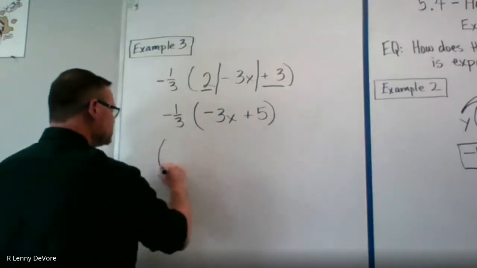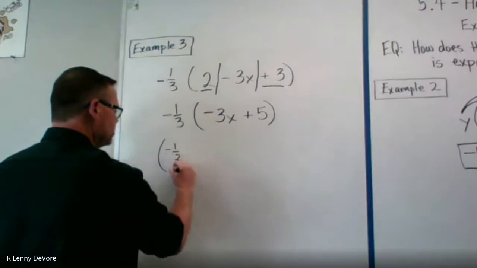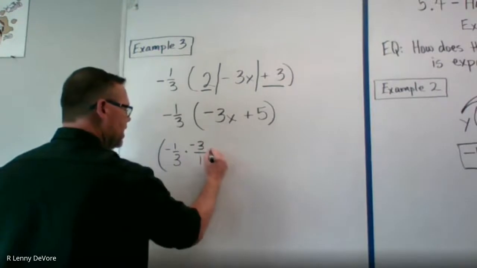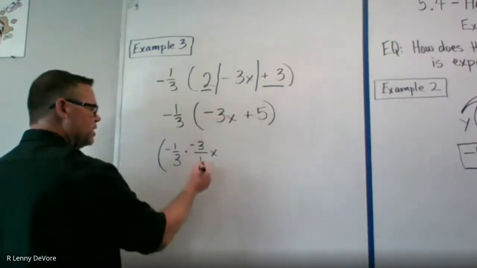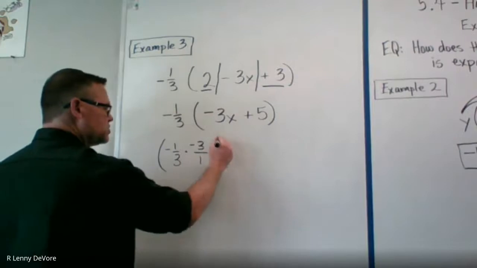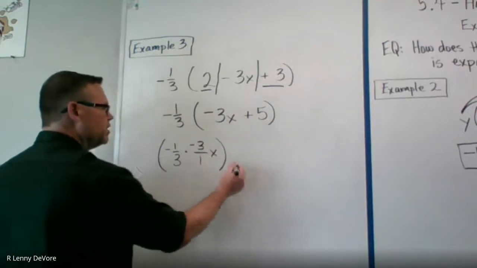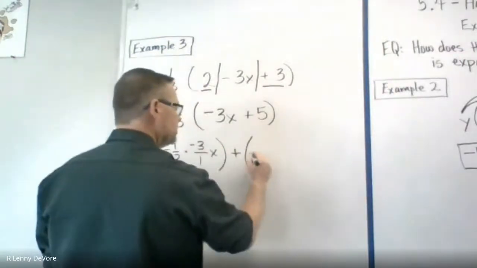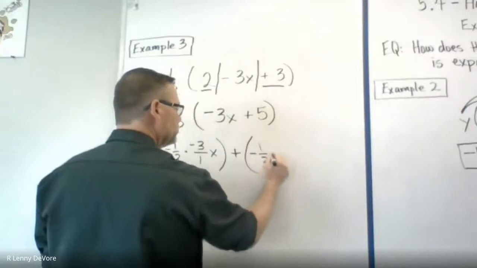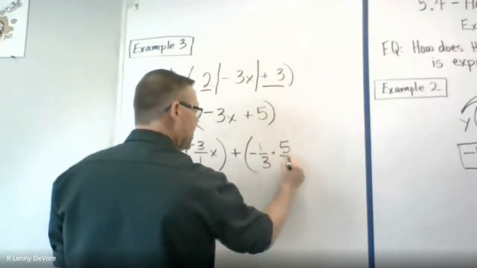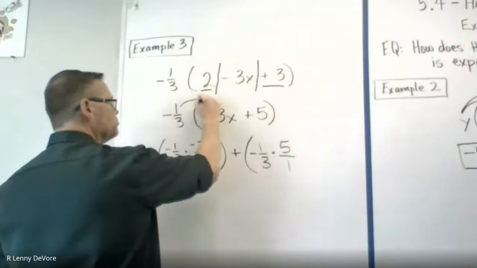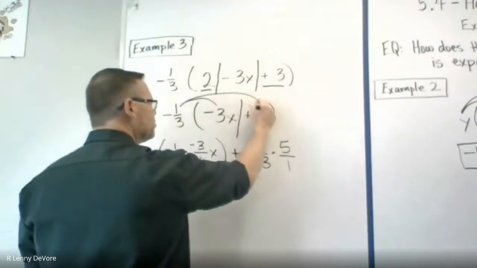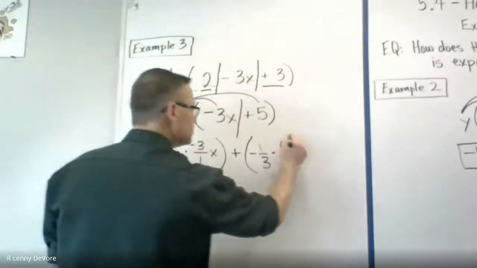So this becomes a negative 1/3 multiplied by a negative 3 over 1x. See how I turned that negative 3 into a negative 3 over 1, and that x is still with it, okay? So that's 1. You always put a plus sign in between, okay? Then I'm going to multiply the negative 1/3 multiplied by 5 over 1. So you can see I'm multiplying it. First, there's 2 terms, right? And I'm multiplying this number with both those terms, okay?